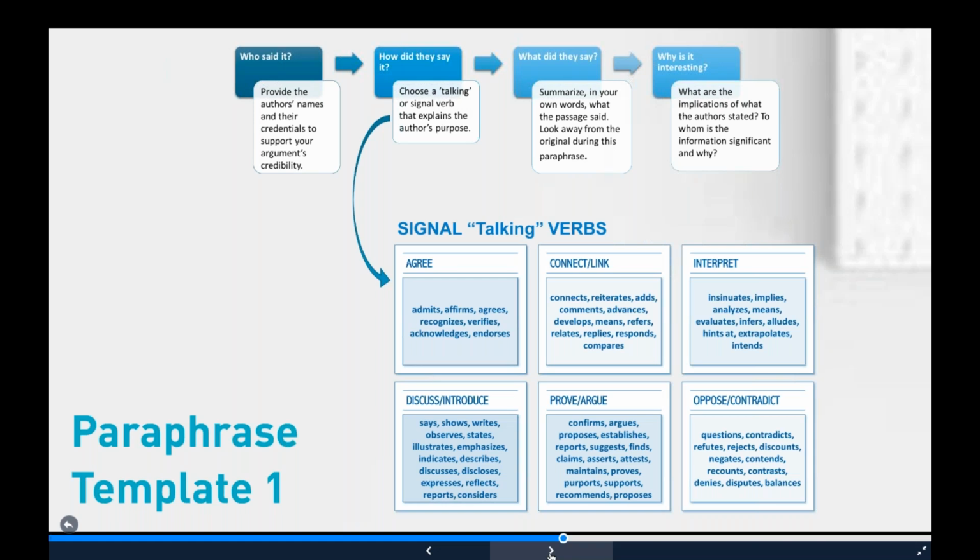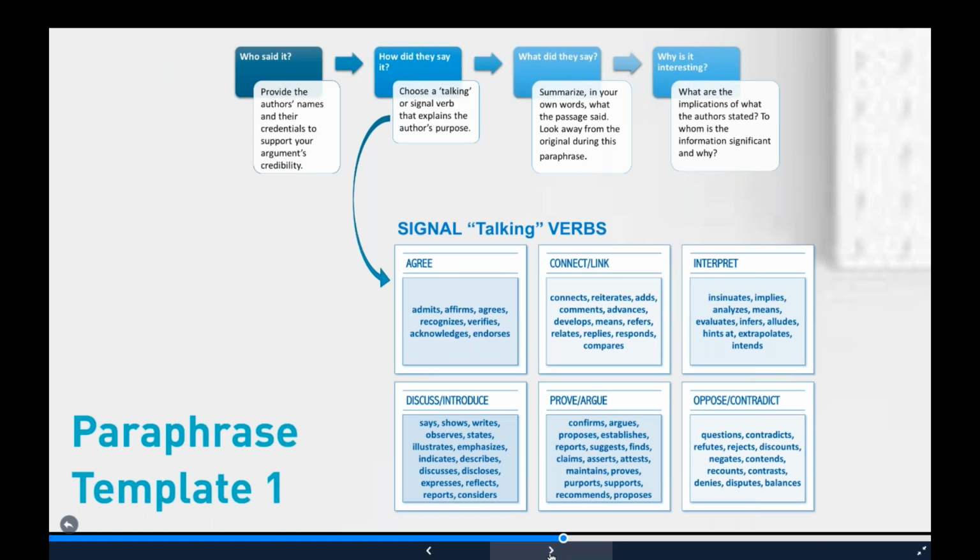For example, I can answer these questions. I can start with an inline citation by answering who said it. How did they say it? Now I can choose a talking verb that explains the author's purpose. This is how I can get beyond just the sentence I want to paraphrase by sort of explaining the overall purpose of the writer that I'm looking at. Then I can explain what they said.